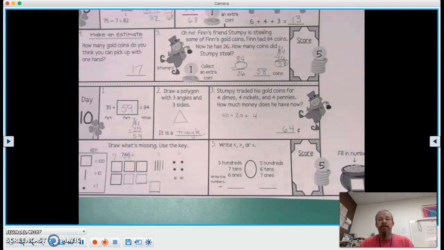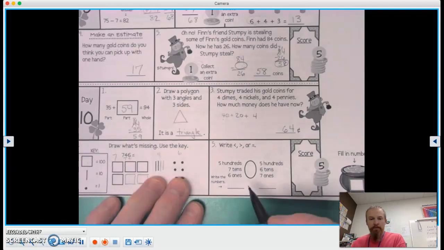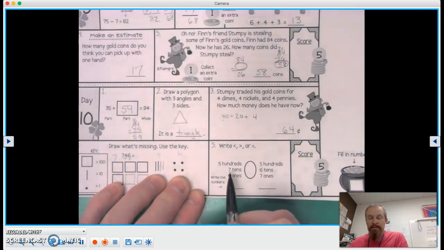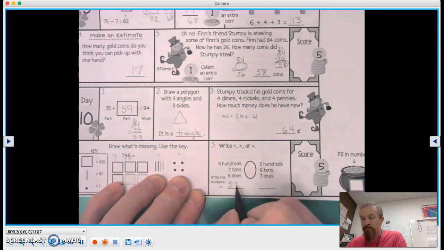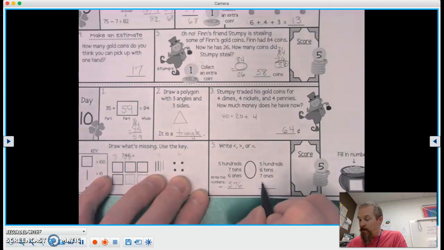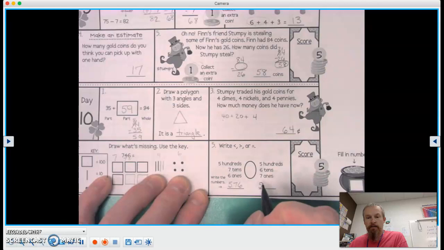5 hundreds, 6 tens, 7 ones. Okay. Write the numbers. Well, let's write the number here. We have 5 in the hundreds column. And I see a 7 in the tens column. And a 6 in the ones column. Again, 5 in the hundreds column, a 6 in the tens column, and a 7 in the ones column.